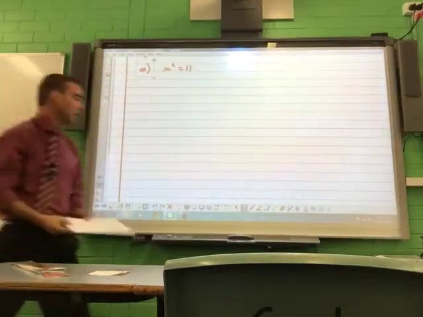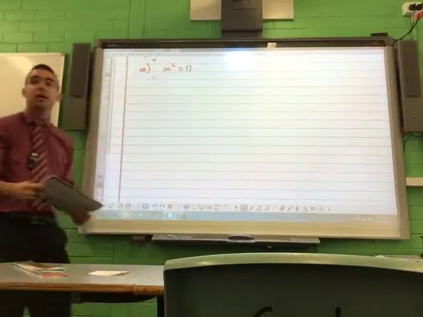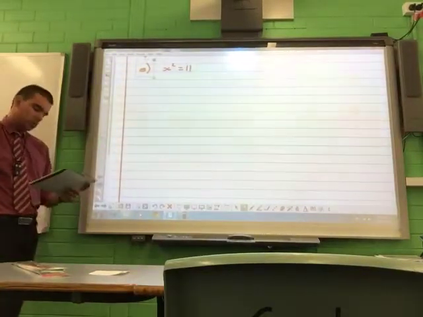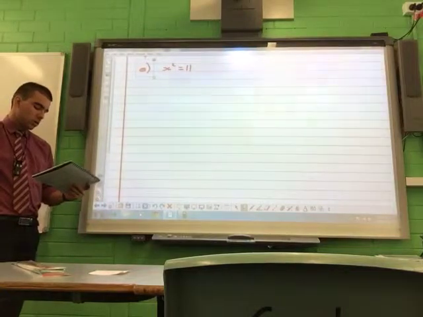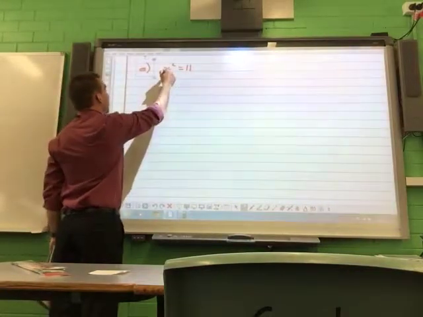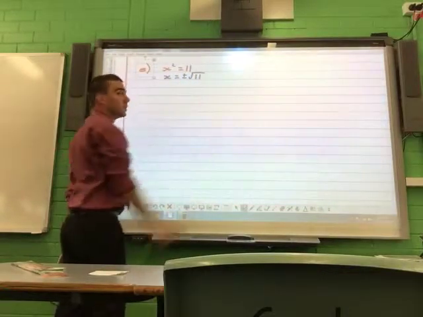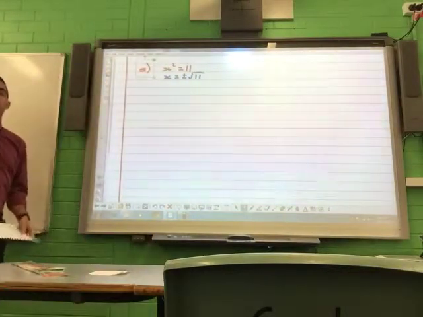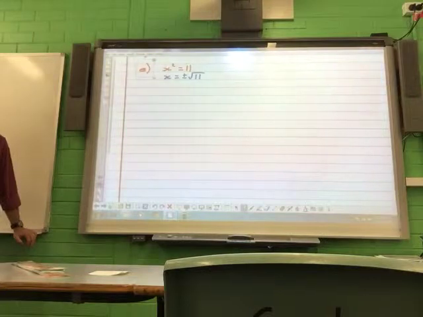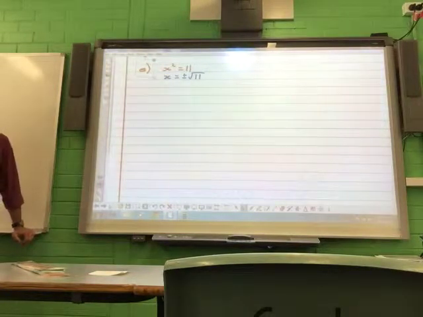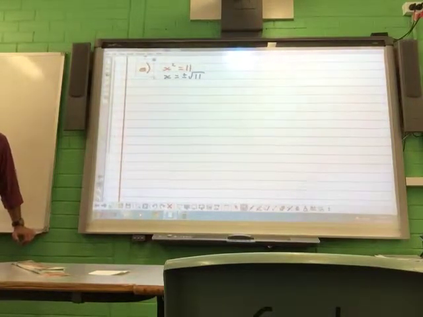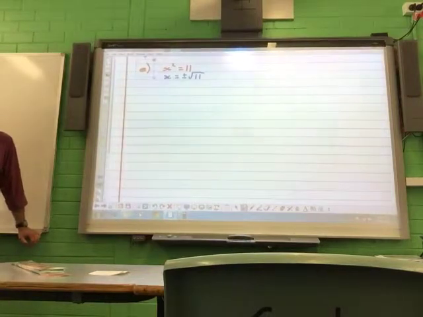So x squared equals 11. So we had an example already similar to this. I'm not going to go through all that completing the square stuff. So x is going to be plus or minus the square root of 11. If you do not show that there are two possible solutions, you will not get your full marks. Okay? Now that I'm showing you, that's what you're going to be expecting.